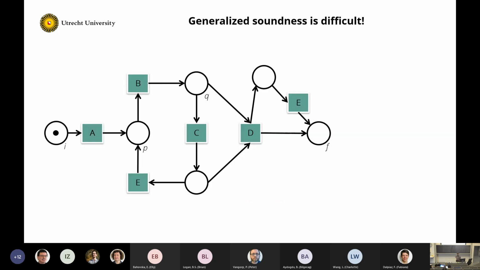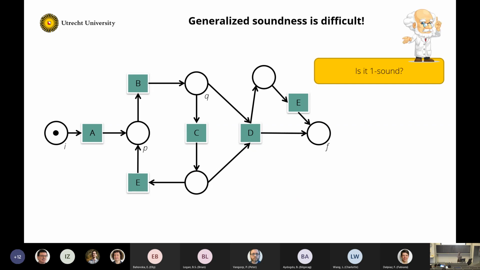So let me give an example. Here we have a workflow net. So this is a beautiful workflow net. We start with an initial token in the initial place. Transition A can fire, and I can just ask, is it 1-sound? There's one token here, is it 1-sound? Well, transition A can fire, it produces a token in place P. Transition B is enabled, can fire. And now transition C is enabled, but transition D is not enabled because there's no token in place E. So the only thing that can happen is transition C firing. So it is not 1-sound. I will remain in this loop forever.